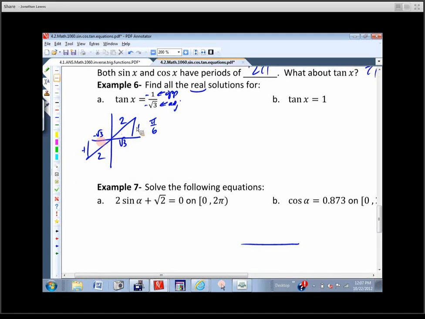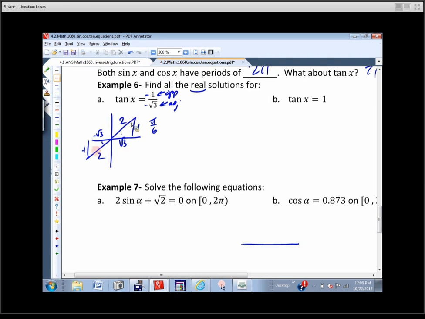So if this is pi 6, what's this one over here? Well, this little angle right here would be pi 6, so that would be pi plus pi 6, so that would be 7 pi 6, right? So do we write down another answer? Don't write this down. Do we write down another answer of 7 pi 6 and then say how often that repeats? We don't. And this is what's unique about tangent, and we're going to look at why it works this way in just a second.